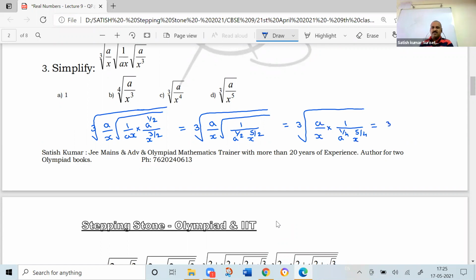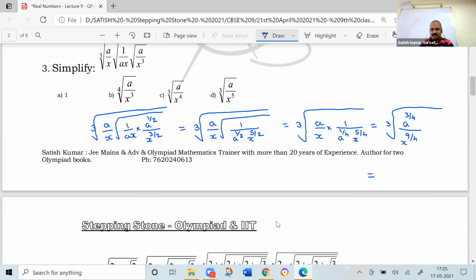So cube root of, now here a is there, here a power 1 by 4 is there, means a to the power of 1 minus 1 by 4, which is 3 by 4, upon x into x to the power of 5 by 4, means x to the power of 1 plus 5 by 4, that is x to the power of 9 by 4. Now observe the options. Is any option there? Now let us simplify this further.